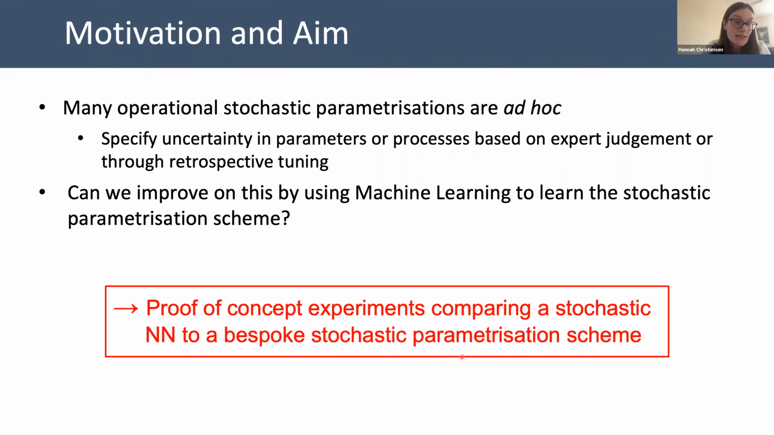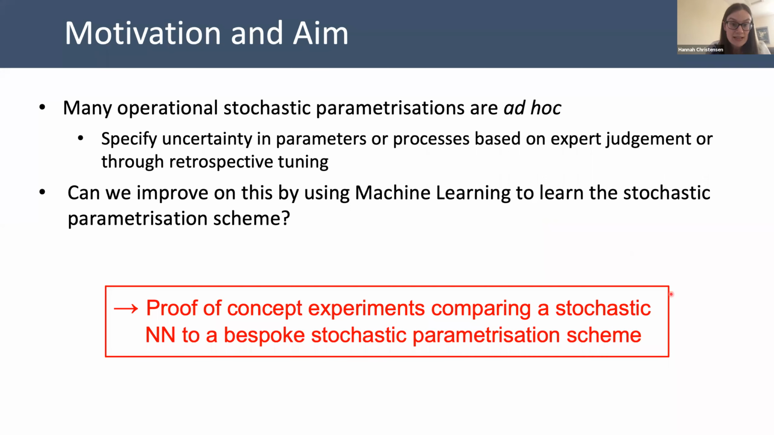Many of the operational stochastic schemes that we use are very ad hoc. The structure of the scheme has been pre-specified. The parameters in the scheme have been pre-specified, perhaps based on some kind of expert ideas of what the uncertainty should be, or through some kind of simple tuning to match spread and error. So the question that we wanted to ask is, can we improve on this very ad hoc approach by using machine learning to really learn what the scheme should look like?